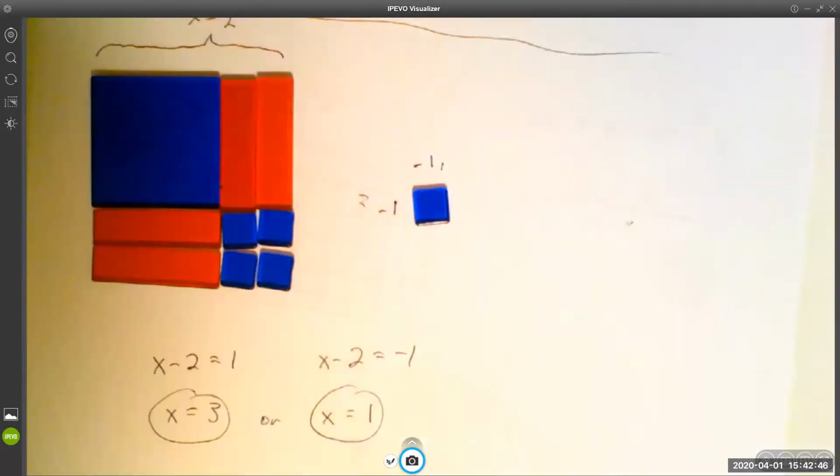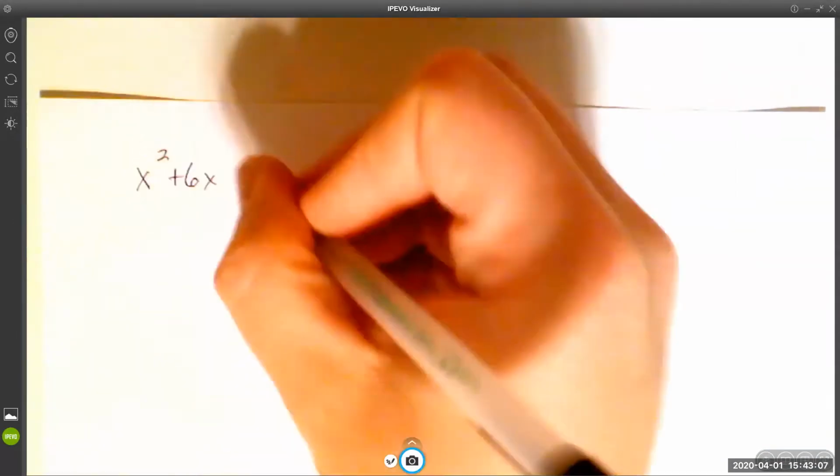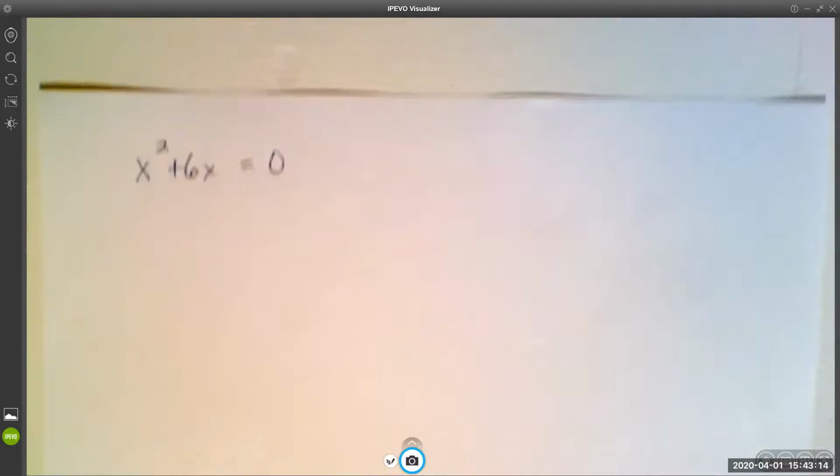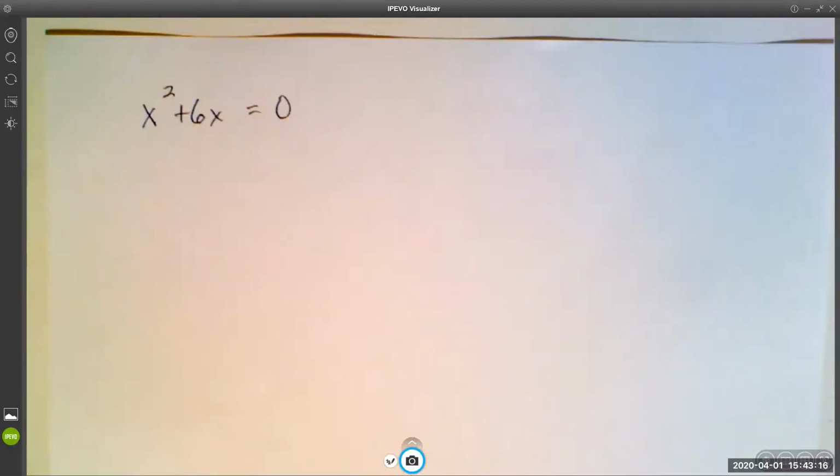Okay, so now it's time for you to try one. I'm going to give you an example. You're going to have to complete the square in order to solve this one. So let's do x squared plus 6x equals 0. I'll give you a second, pause the video, see if you can solve this equation by completing the square.